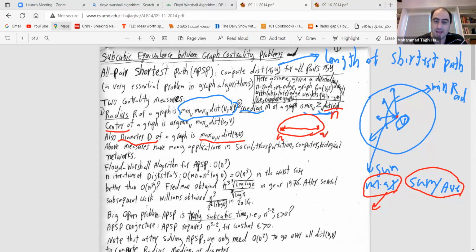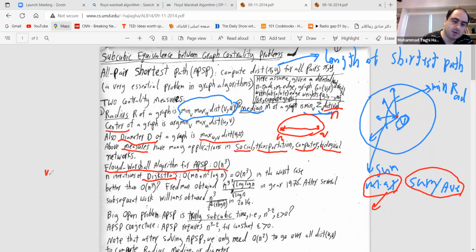So these measures that we are talking about have applications in lots of cases, like in social networks, transportation, computer and biological networks. These are the most famous problems in the whole system. We discussed the Floyd-Warshall algorithm, where we can solve the problem in n to the 3. There is another way that you can do it. This is using the Dijkstra algorithm.